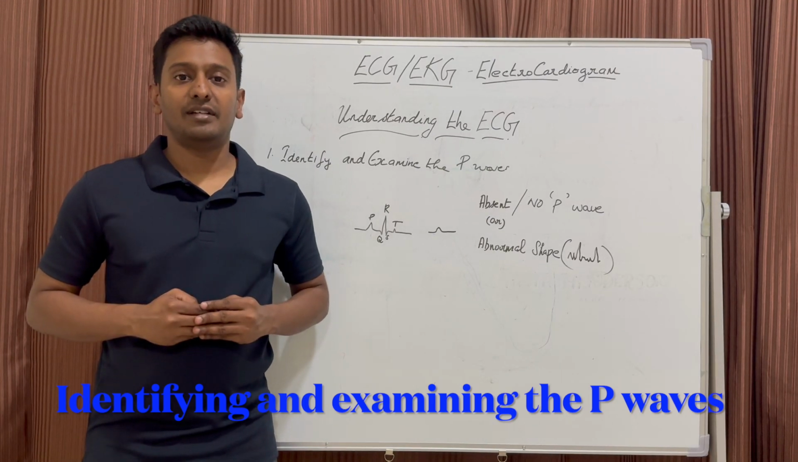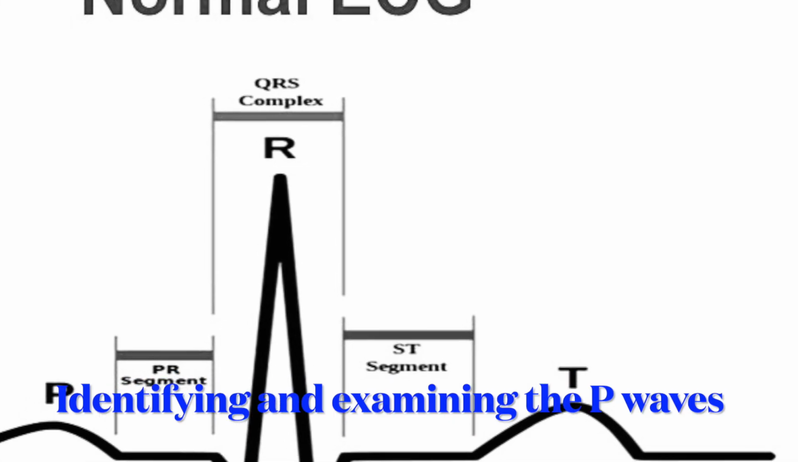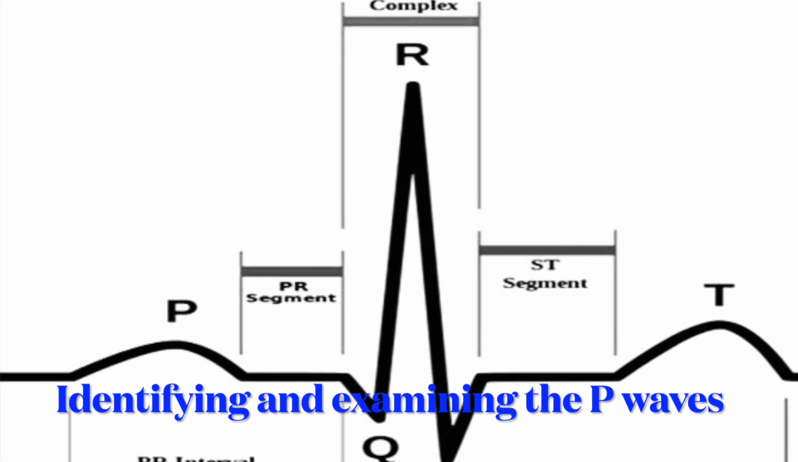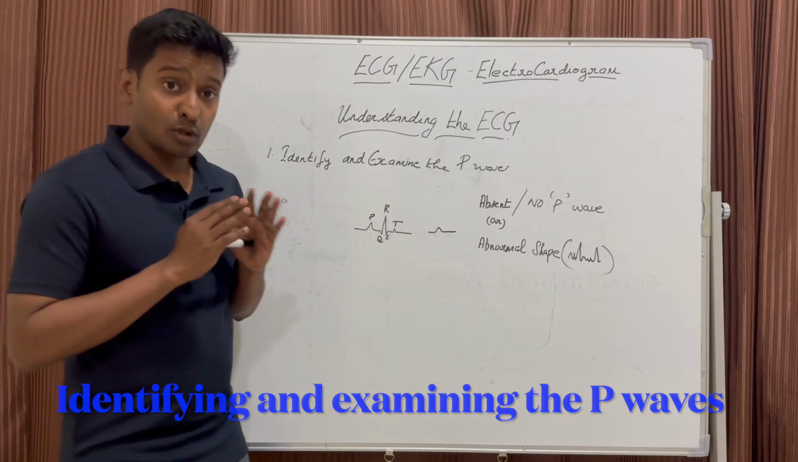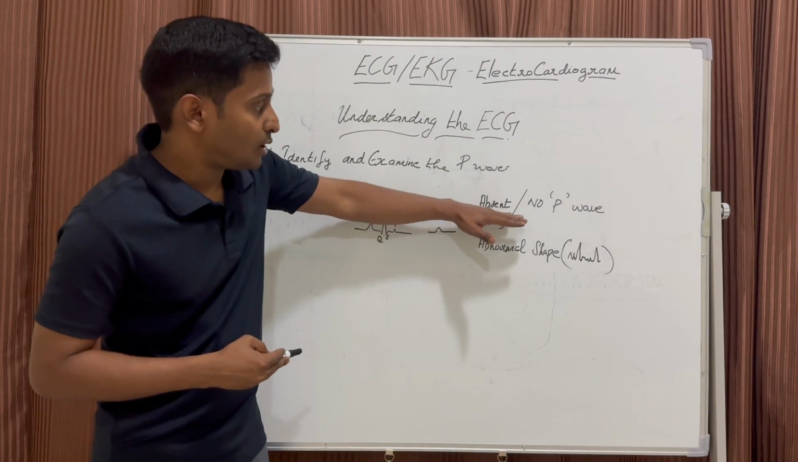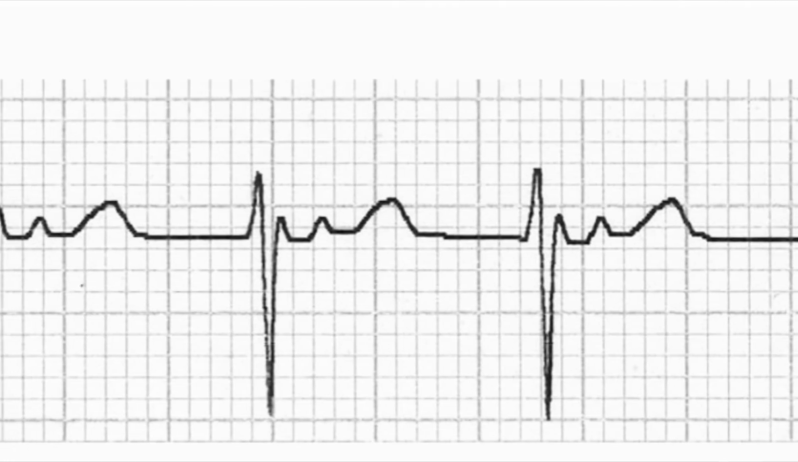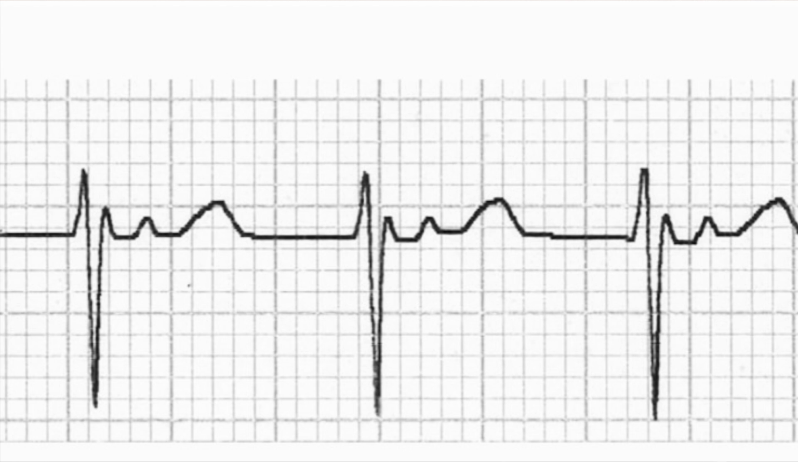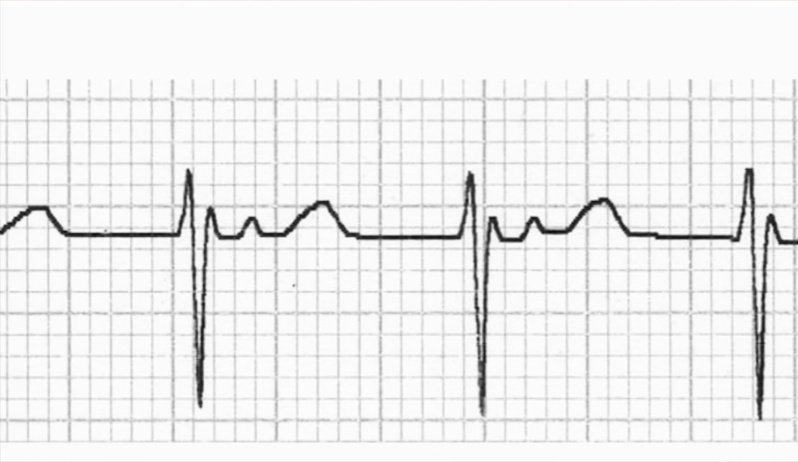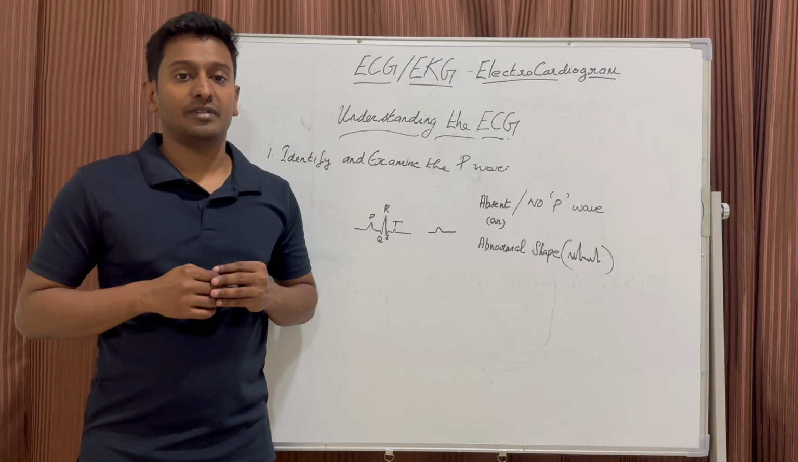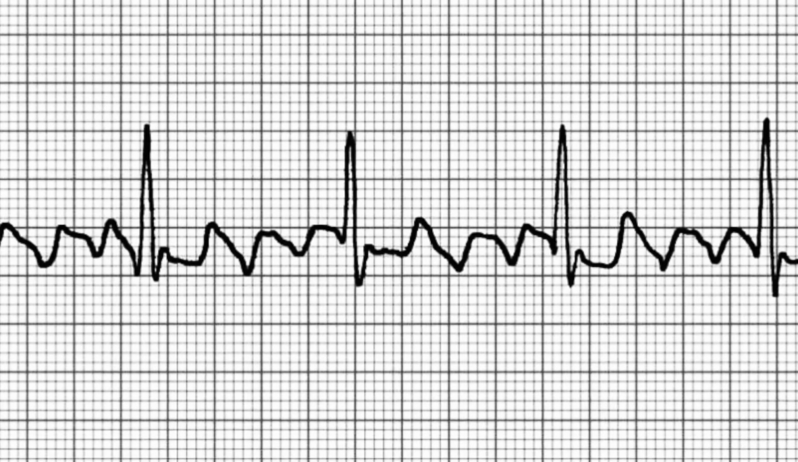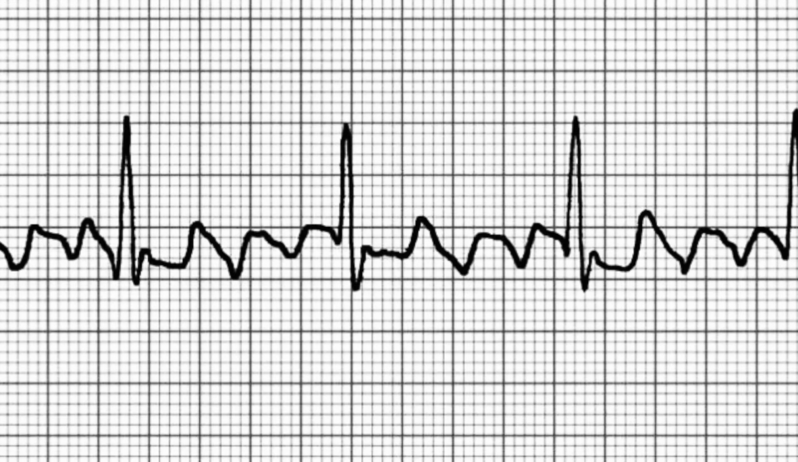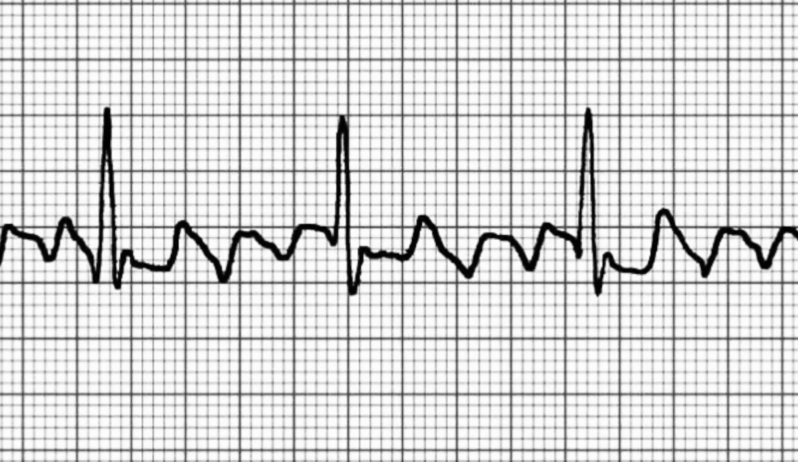Identifying and examining the P wave. We all know that the P wave is present and seen in the beginning of the ECG rhythm. In an abnormal case, it may be absent or with no P wave. That means, as an example, we can say it's an accelerated junctional rhythm. And in the second case, it will have an abnormal shape. Example, atrial flutter. The P wave will look like a sawtoothed P.